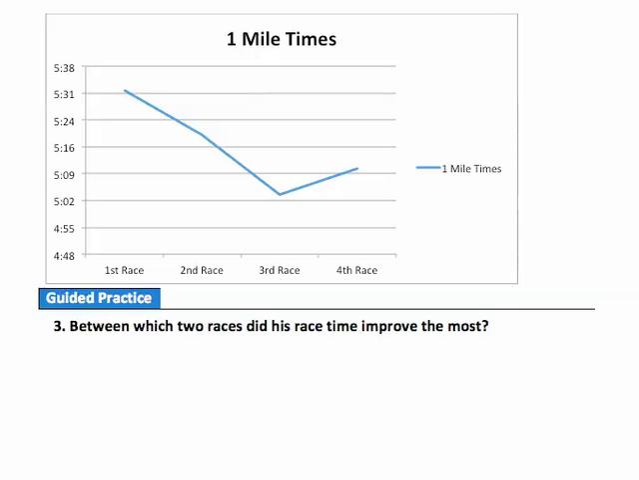Question 3. Between which 2 races did his race time improve the most? Well, let's take a look at the races in the line graph. So here's his first race, here's his second race, third race, fourth race. And we want to talk about improvement, so that's a decline in the graph because times are going down. So it's either going to be here or here. And you can tell, since this line is longer in the second case, that that's where the most improvement happened.